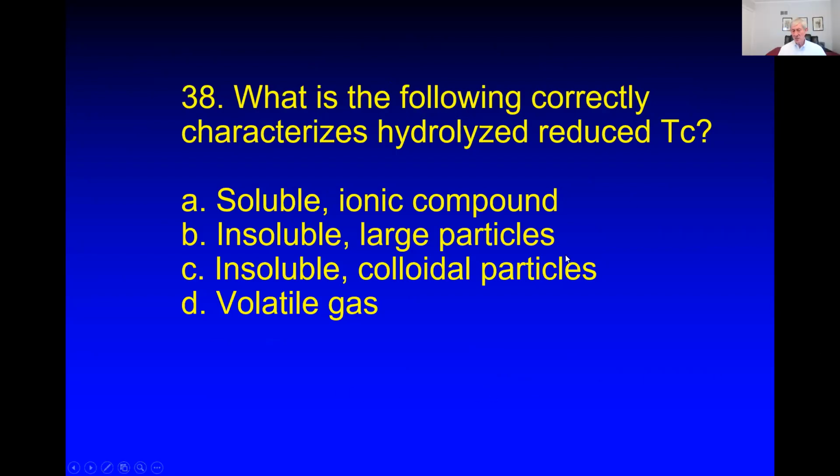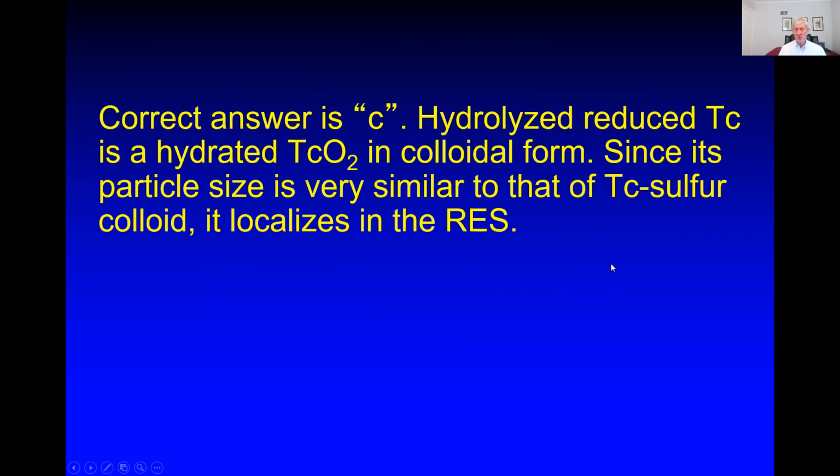Okay, hydrolyzed reduced is a colloid. We don't want it because it's going to go to the liver and spleen. So if you have, let's say, 10% hydrolyzed reduced in your bone agent, you're going to get a liver spleen bone scan. That's not what you want. So keep in mind, this is a colloidal suspension.